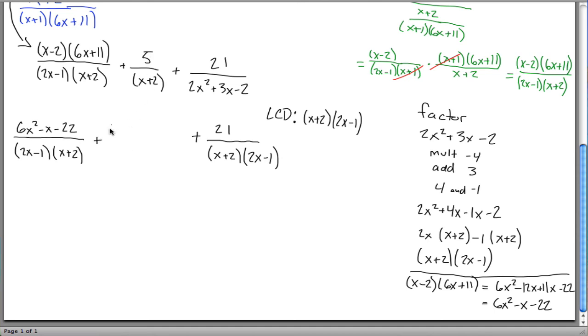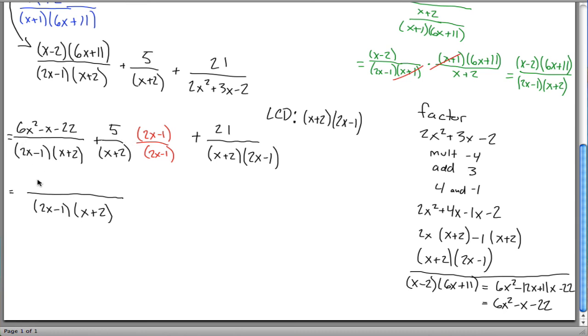And then in here, I had 5 over x plus 2, but I want the denominator to be x plus 2 times 2x minus 1. So I'm going to multiply this by 2x minus 1 over 2x minus 1. And now I have the same least common denominator in all three of these terms. So I can write all of it divided by whatever that least common denominator is, 2x minus 1, x plus 2.